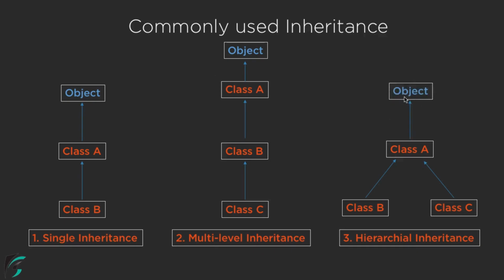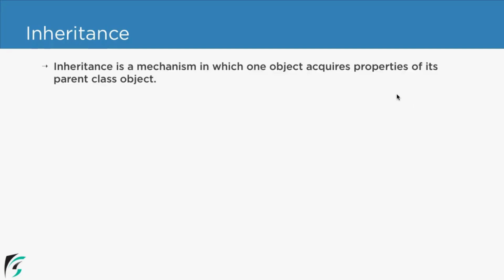So this object is always present on the top. And this object class is not blank, it contains some properties. Let me talk about it. But before that, let us define what is inheritance. Well, inheritance is a mechanism in which one object acquires the properties of its parent class object. As simple as that. All the classes inherit from the class of object.